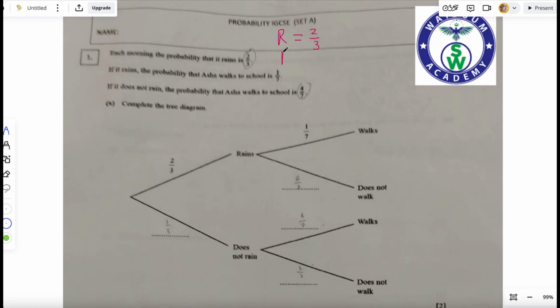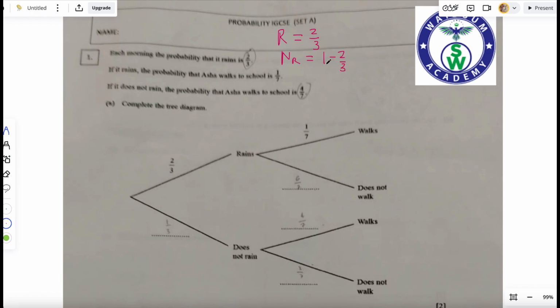So if I want to write for no rain, the probability of no rain will be equal to 1 minus the probability that it rained. One whole number means 3/3, since the denominator in this fraction is 3. If this is 2/5, one whole number will be 5/5. You understand the logic, right? A whole number means that number over that denominator.